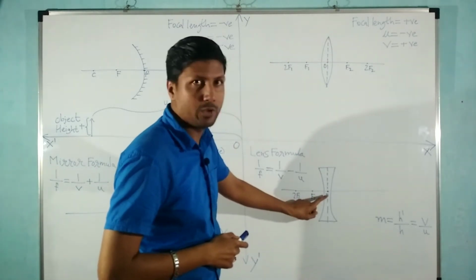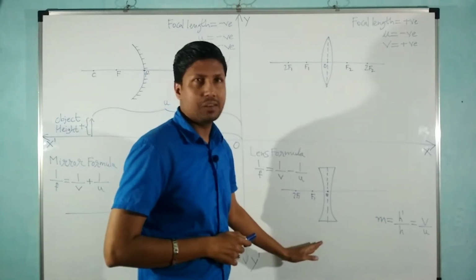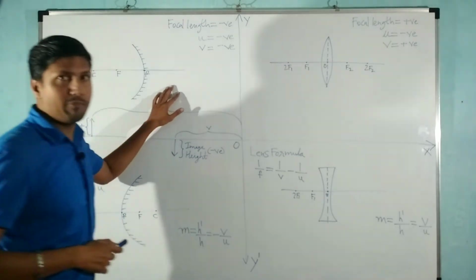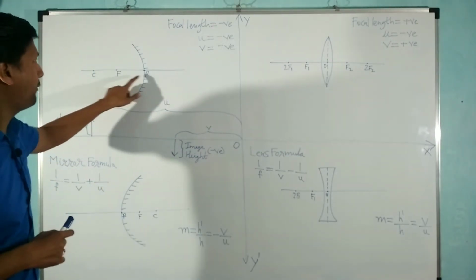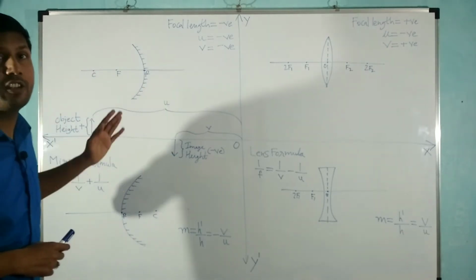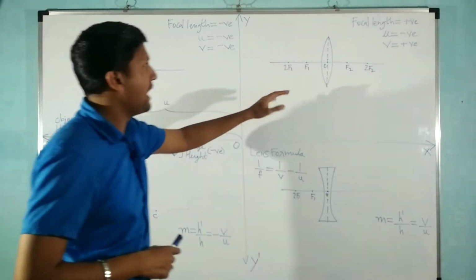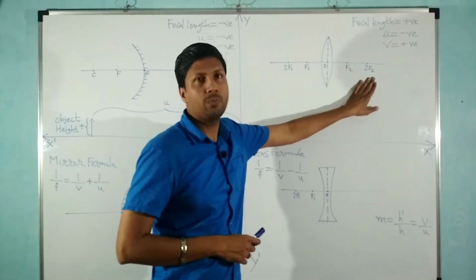Here I have also written O, that is the optical center, and the dotted line is the optical axis. But in the case of mirrors, we have F and C. The focal length f is the distance from P to F, the point F is the focus, and C is the center of curvature. In this case, we have 2F1, F1, O, and then F2 and 2F2.